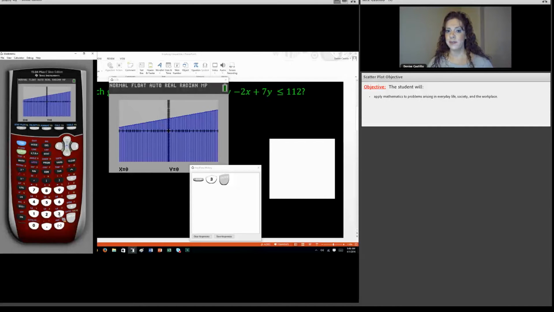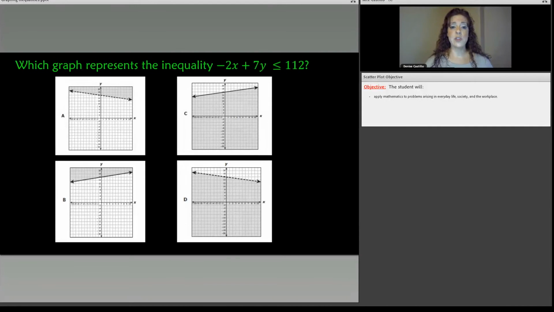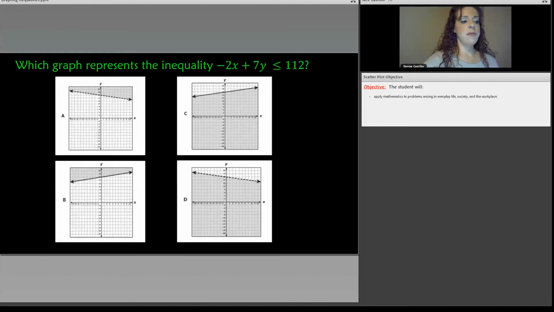So here, looking at the answer choices, we had already eliminated A and D, and we did say that our inequality is less than or equal to, so all of the shading will be below. The answer is C.